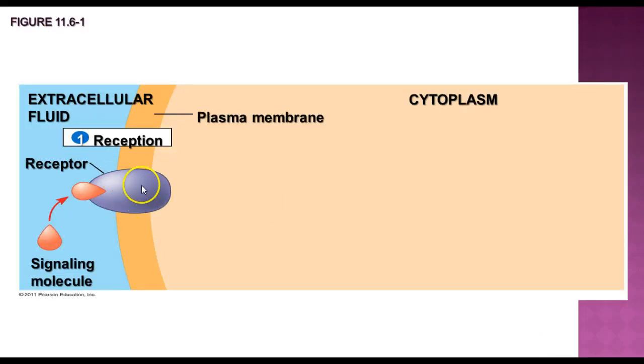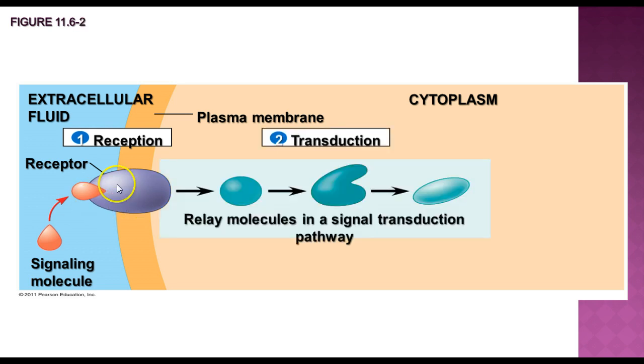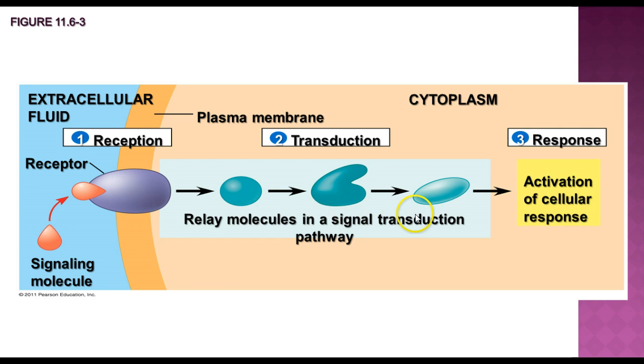So here we have an example of what happens. We've got a receptor on the surface, on the membrane of a cell, and the signaling molecule fits into the receptor, causing a change in conformation, a change in shape. This, in turn, stimulates a series of relay molecules in a signal transduction pathway, oftentimes by making a change in conformation that will bump into another one or bind to a second one. And then finally, the final molecule in the transduction pathway will activate the cellular response of whatever it happens to be. And we'll talk about some examples of these as we go on.